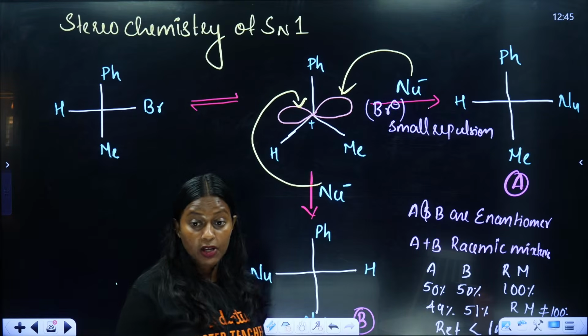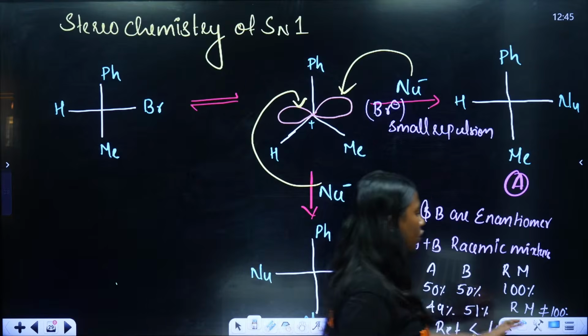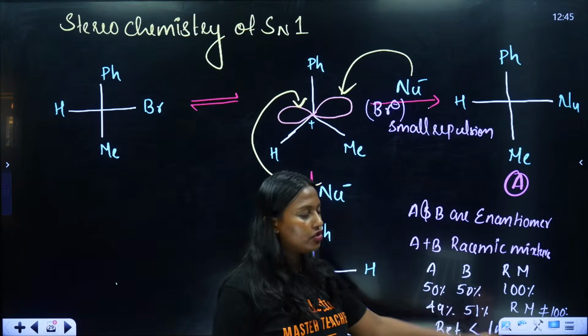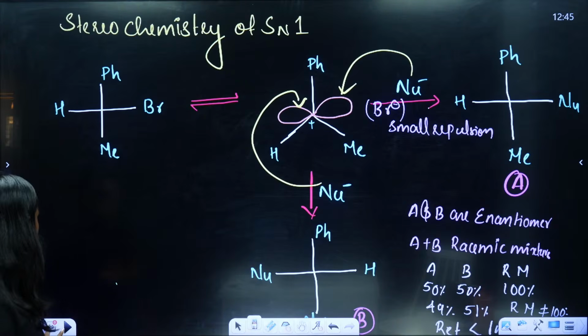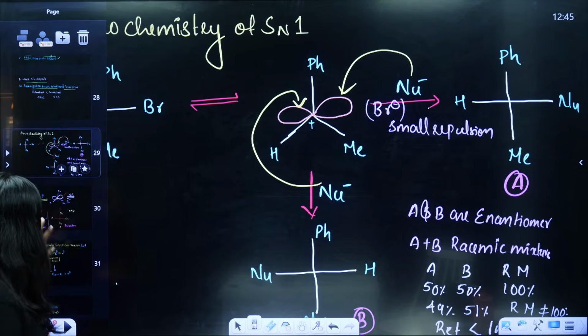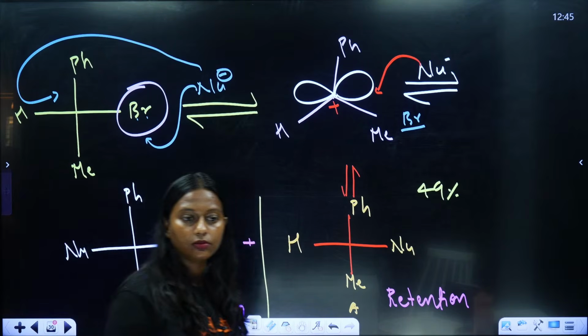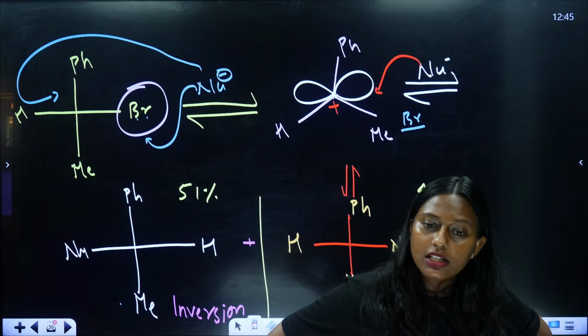I just want to add one more point about the racemic mixture. What we think is that it is not equal to 100. So retention, inversion. Is it clear? Any doubt in this mechanism? Any doubt in this mechanism?